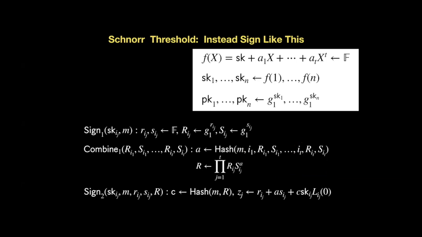But then in the second round, we can sign as before, as in the naive scheme, but this time because we have that extra randomizer, that extra A, we then have to add that on in order to get Zj, and then we can combine Zj as you would expect.